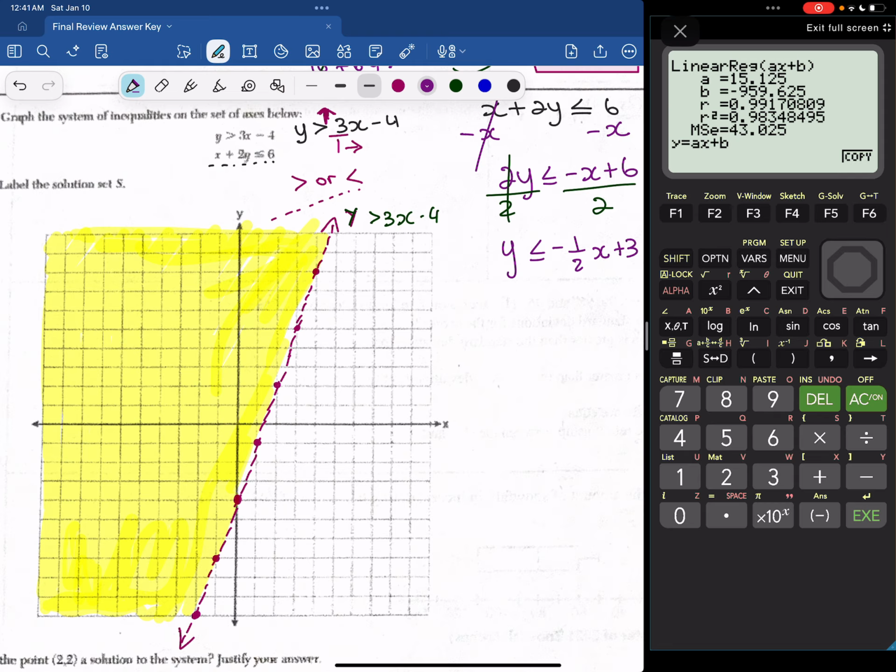So we would start at 3 on the y-axis, and then our slope is negative 1 over 2. So we would go down 1, right 2. Down 1, right 2. And if we were to go in the opposite direction, we would go up 1, left 2. Up 1, left 2.